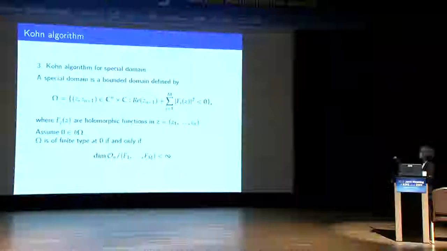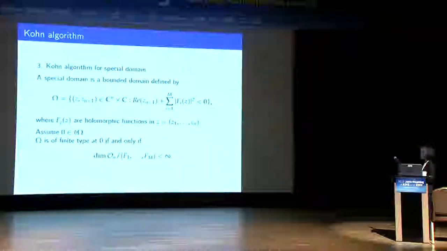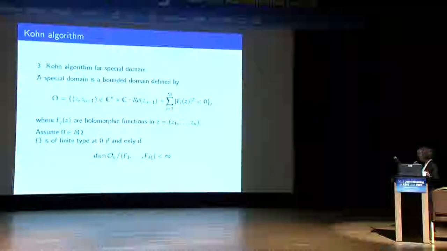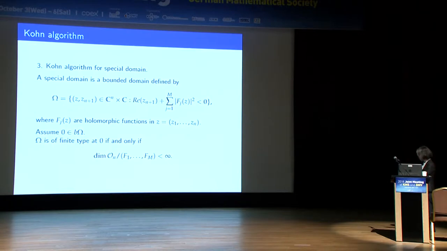And here we only consider special domains. A domain is called a special domain if this omega is in C^(n+1), and the defining function is real part of z_(n+1) plus this is less than 0, where this f_j is a holomorphic function in the first n variables only. Now assume that 0 is our reference point. Then omega is of finite type if and only if this condition holds. Here, this means the ideal generated by F1 through Fm.